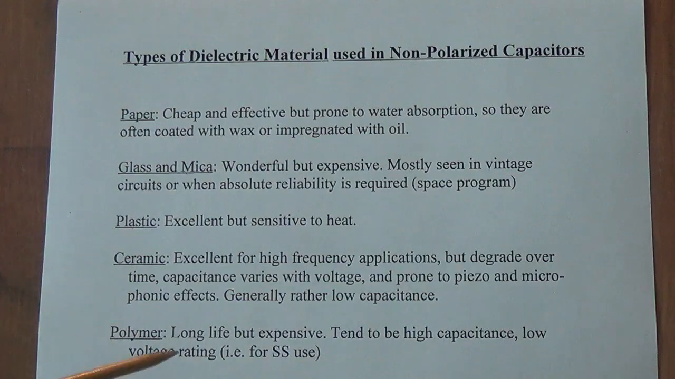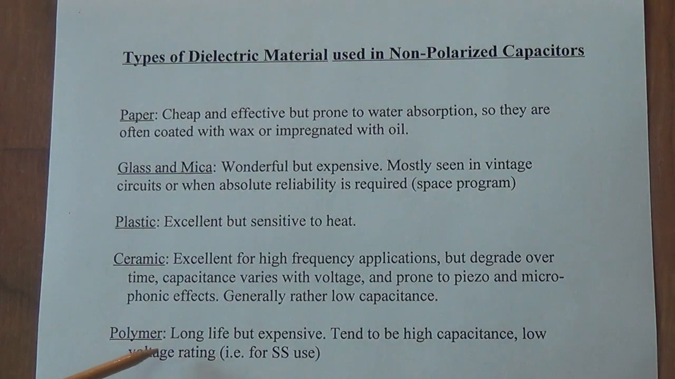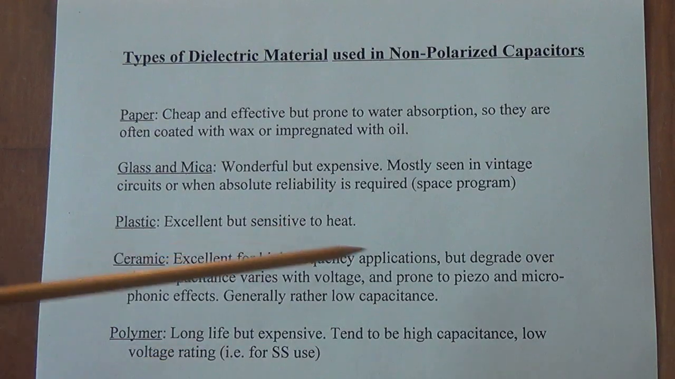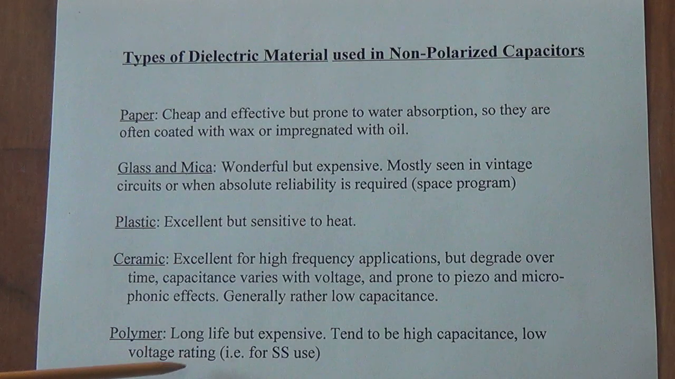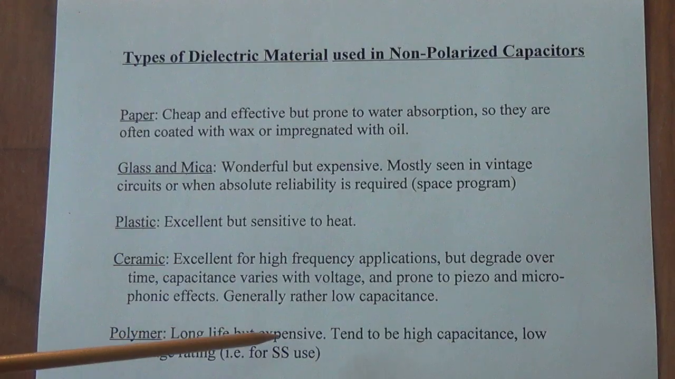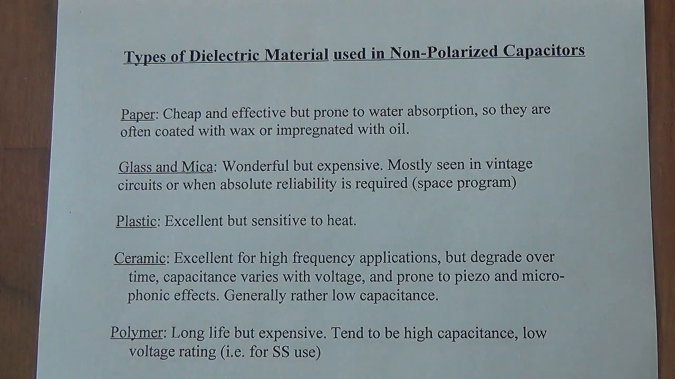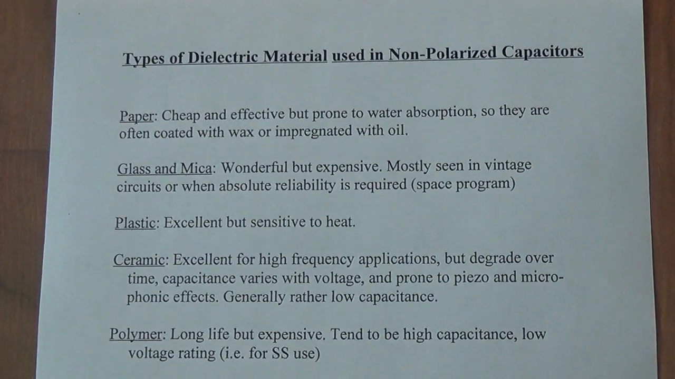Next would be polymer dielectric capacitors. They have a long life, but the problem with polymer capacitors is that they tend to be very, very high capacitance, but at a very low voltage rating. So they're most frequently seen in solid state or transistorized circuit use. They're not seen that much in tube amp circuits.